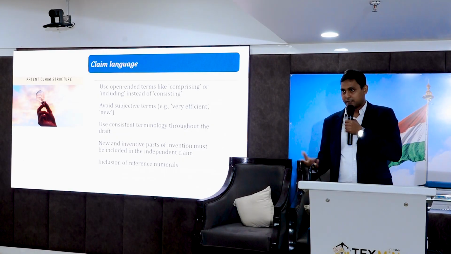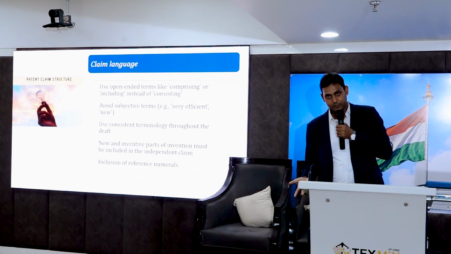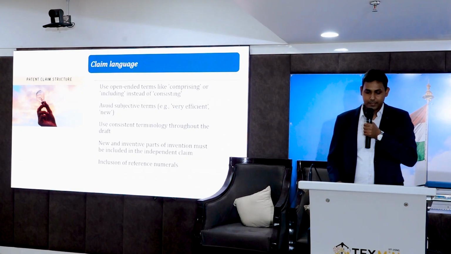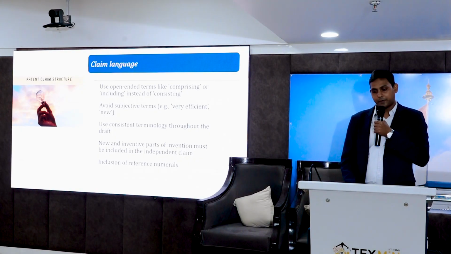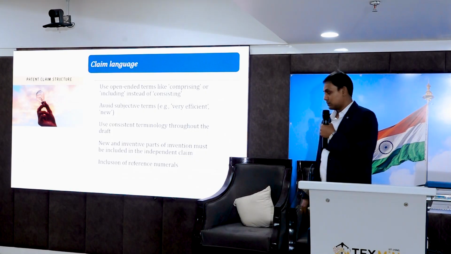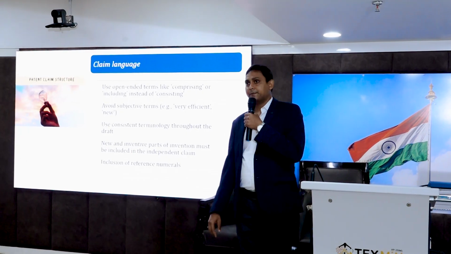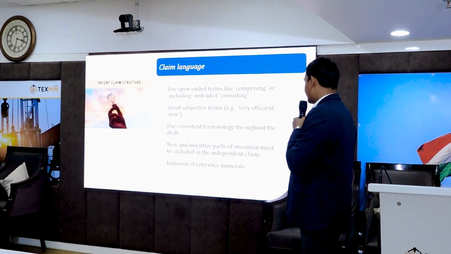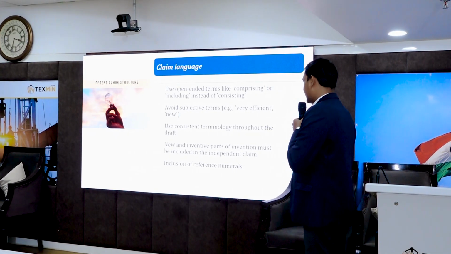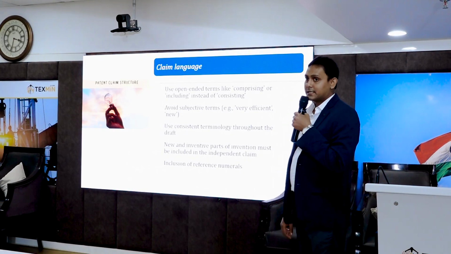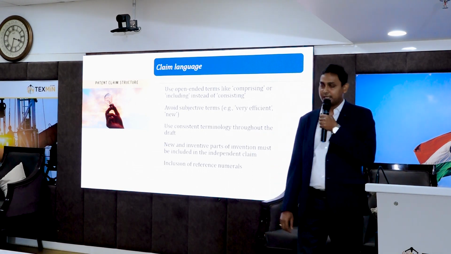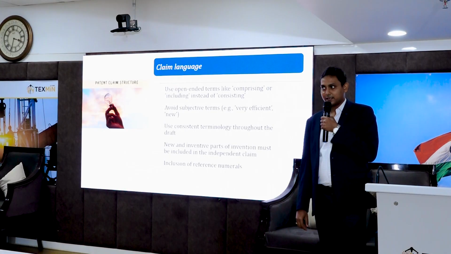Use consistent terminology throughout the draft. I have just discussed, whatever terminology you are using should be consistent throughout the specification. Okay, and then new and inventive parts of your invention must be included in the independent claim. As I have said, this independent claim is basically the primary claim or primary portion of your whole invention. So whatever the new and inventive parts of your invention, they should be included in the independent claim as a feature of that independent claim. So that should be in the body, right? Or where? Body.